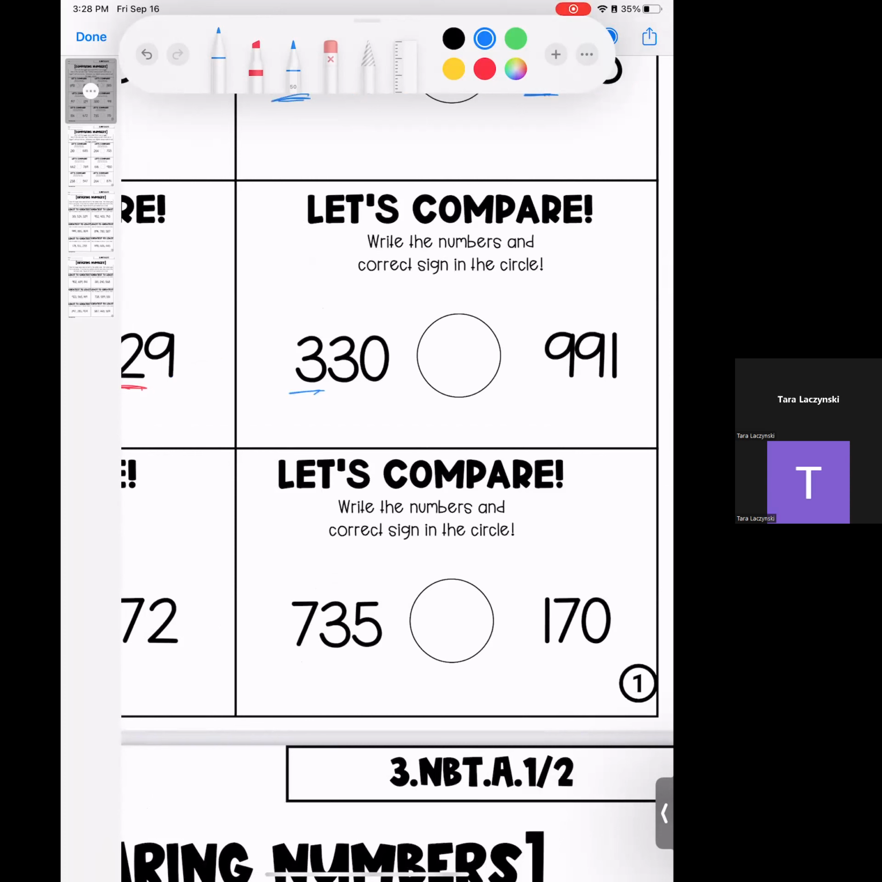Moving over, we have 330, 991. 900 is greater than 300. We're going to draw our less than sign. This would be read as 330 is less than 991.